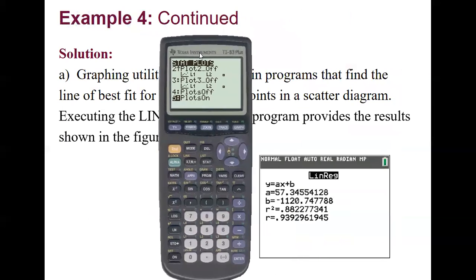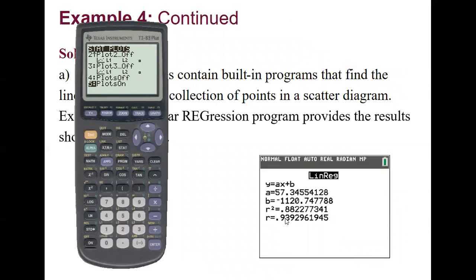On the newer models, it tells you whether it's a good fit or not. So if you look at your R, notice how our R is very close to 1. R being close to 1 means that it's a good model.